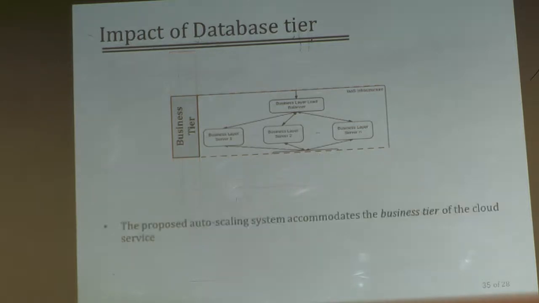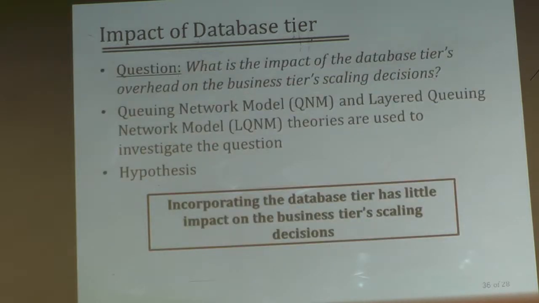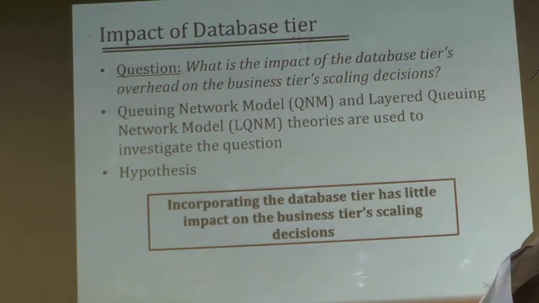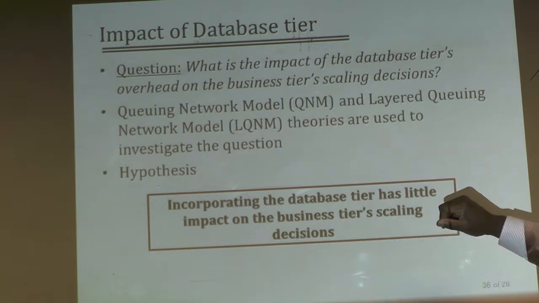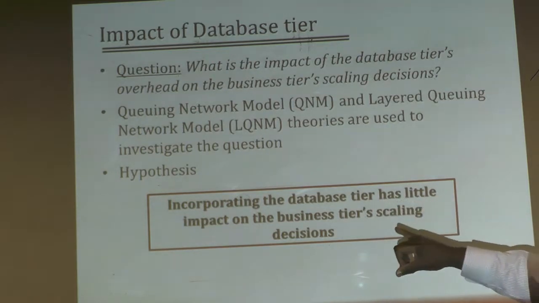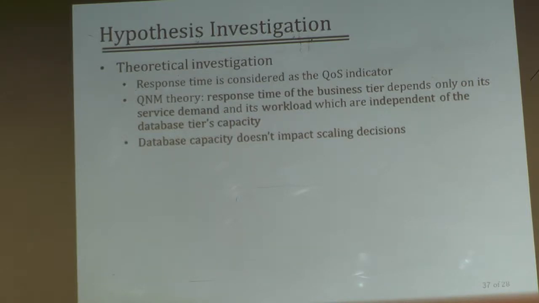So we focus on the database layer, and then we set up the impact, and then we use the queueing network model, which is similar to a hidden Markov model. Our hypothesis is that incorporating the database tier has little impact on the business tier scaling decision. That's our hypothesis, and we intend to show that.